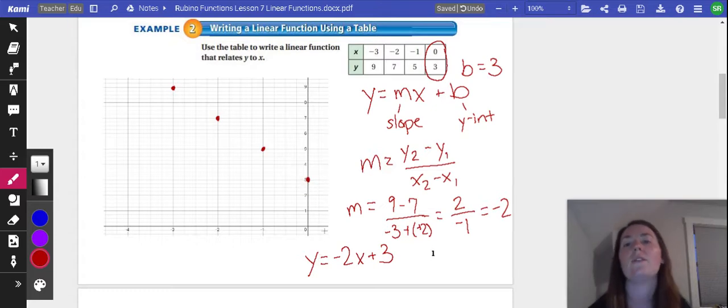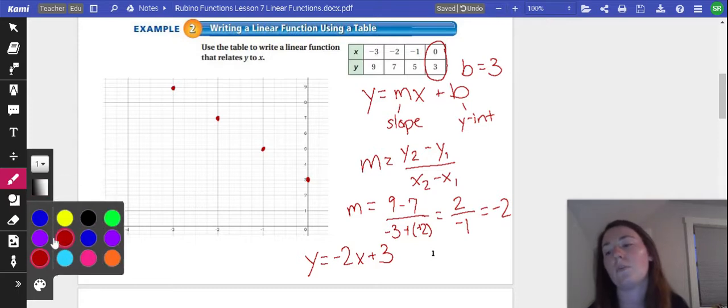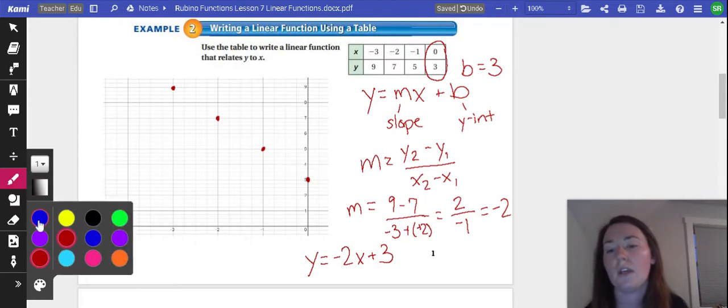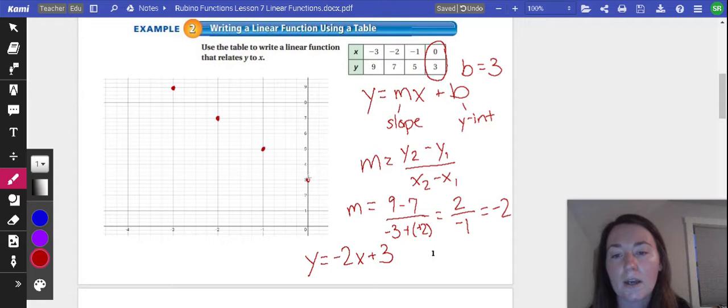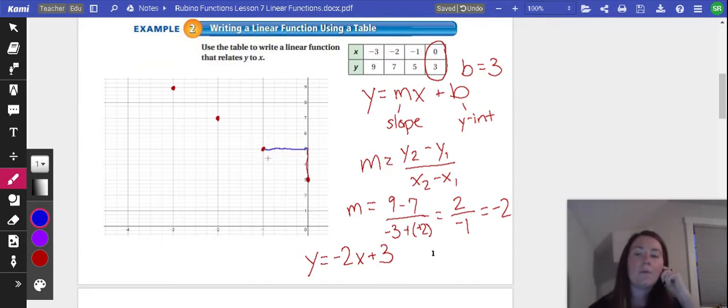Okay, so that is how I could use this table to graph, and then I could have found slope by making a slope triangle, and I would have said, all right, I went up 1, 2, and then to the left 1. So I would get the same slope of 2 over negative 1 or just negative 2.